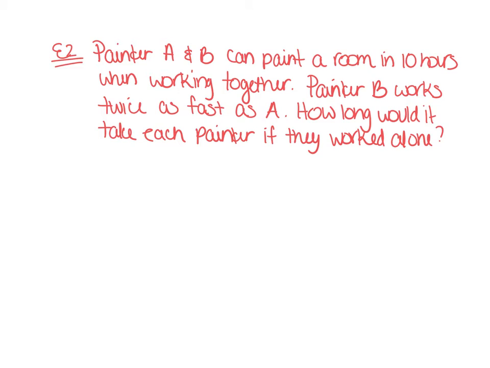All right, so we have two painters, painter A and painter B, who can paint a room in 10 hours when working together. Painter B works twice as fast as painter A. How long would it take each painter if they worked alone? So if you think about how we did this on Friday, we would have had the rate of painter A times time of painter A plus rate of painter B times time of painter B, and that's going to equal one job. Now that job is painting a room. Now notice it says that they work together for 10 hours. So both of their times are actually going to be 10.